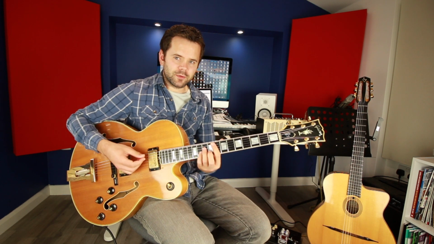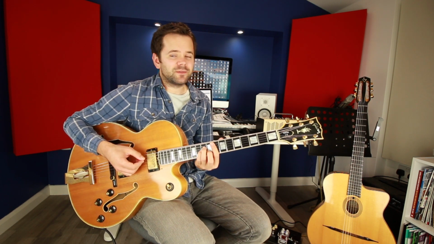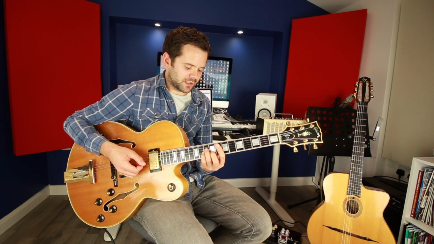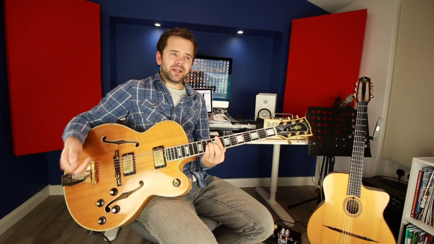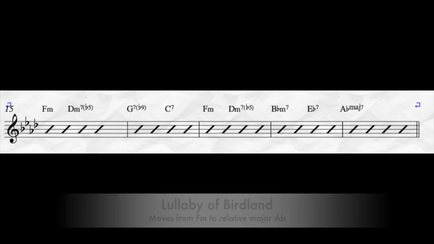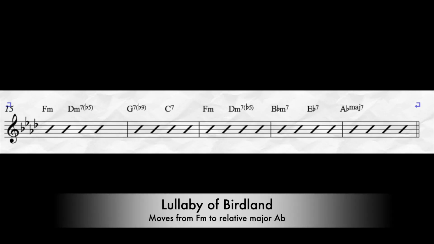So first example with the minor song moving to the relative major, Lullaby of Birdland by George Shearing, one of my favourite jazz standards, is in the key of F minor. Now the relative is A flat major, so we're going to go F minor, D minor 7 flat 5, G7 flat 9, C7, do the same to start with, but then B flat minor 7, E flat 7, taking me to A flat major 7.